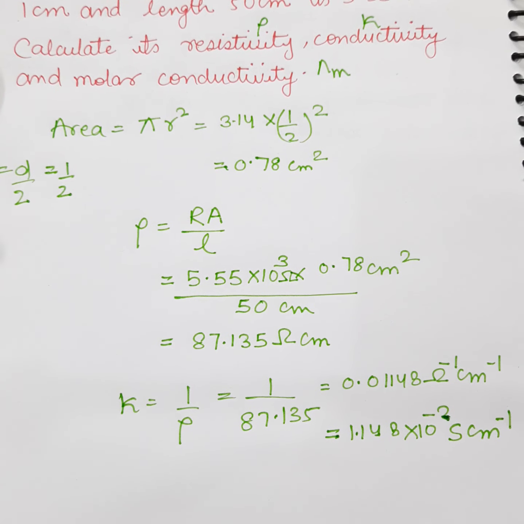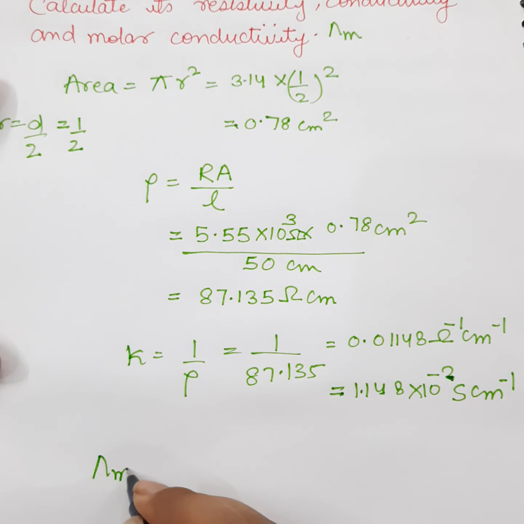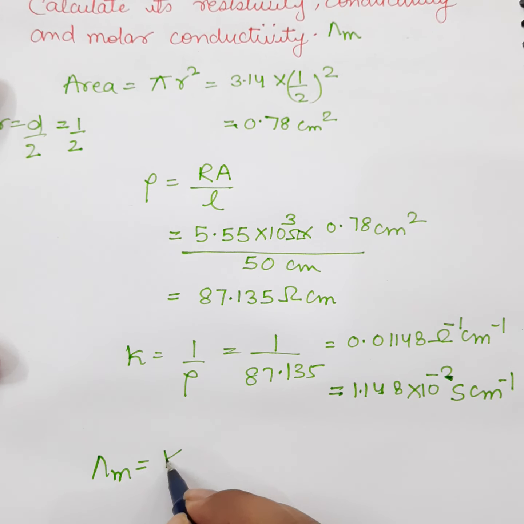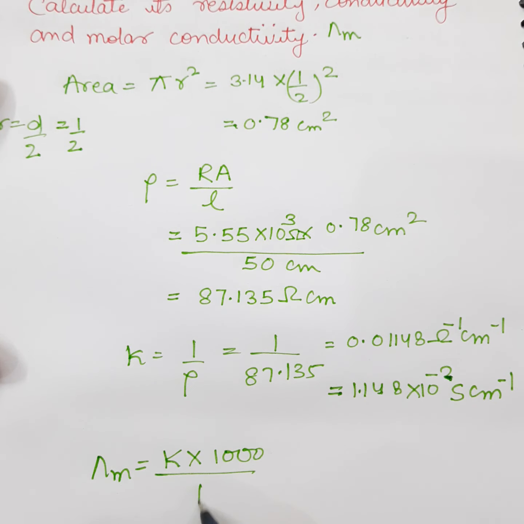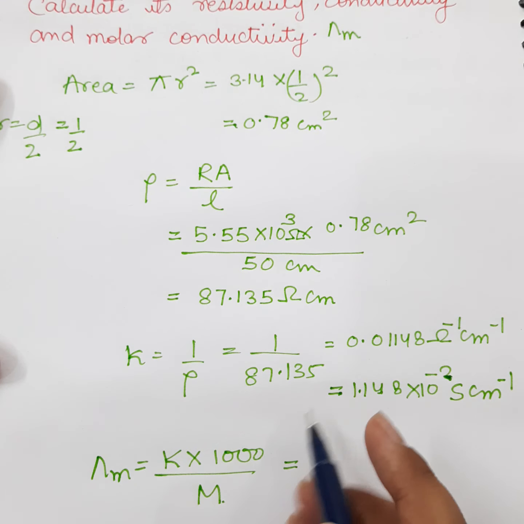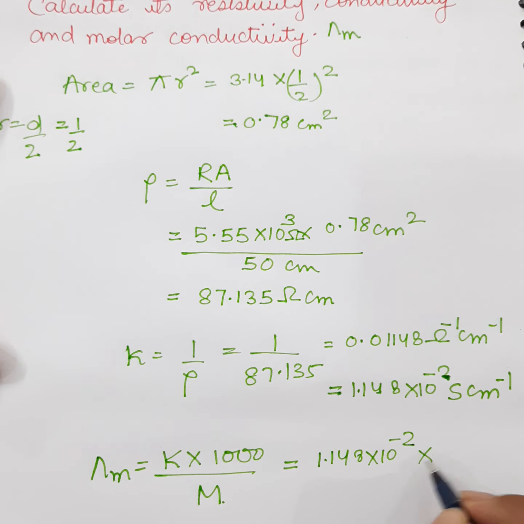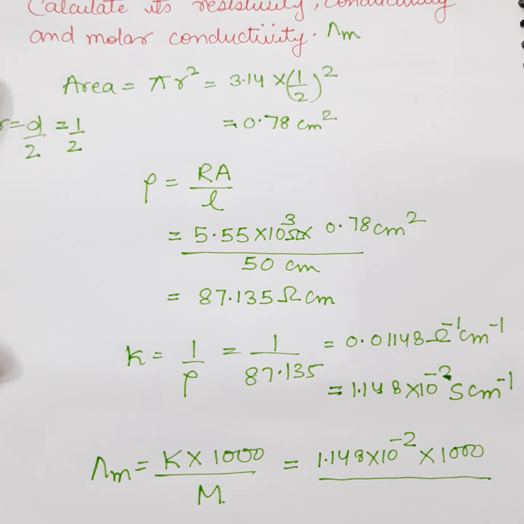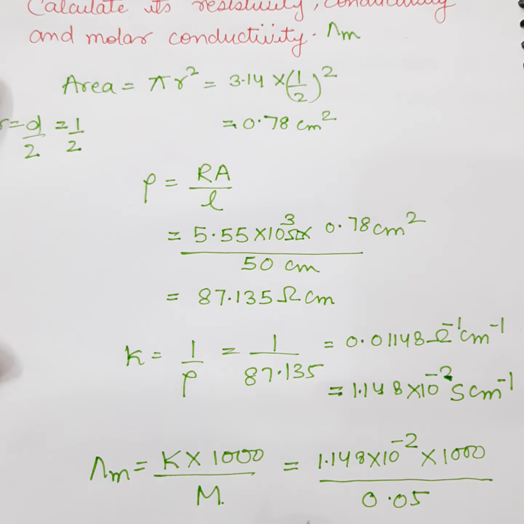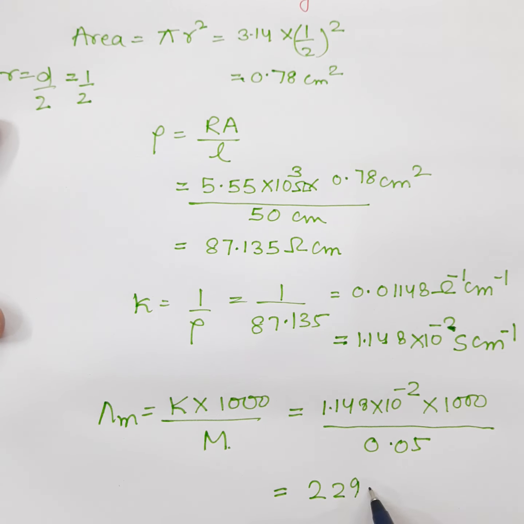Now from this we can calculate the molar conductivity. We know the formula of molar conductivity is lambda m equal to kappa into 1000 divided by M. Here M is given to us in the question, that is 0.05. So I am going to write here kappa's value, that is 1.148 into 10 raised to the power minus 2, into 1000, students, divided by molarity that is given in the question, that is 0.05. When we solve this whole calculation, we get the value that comes out to be 229.6 Siemens centimeter square mole inverse.